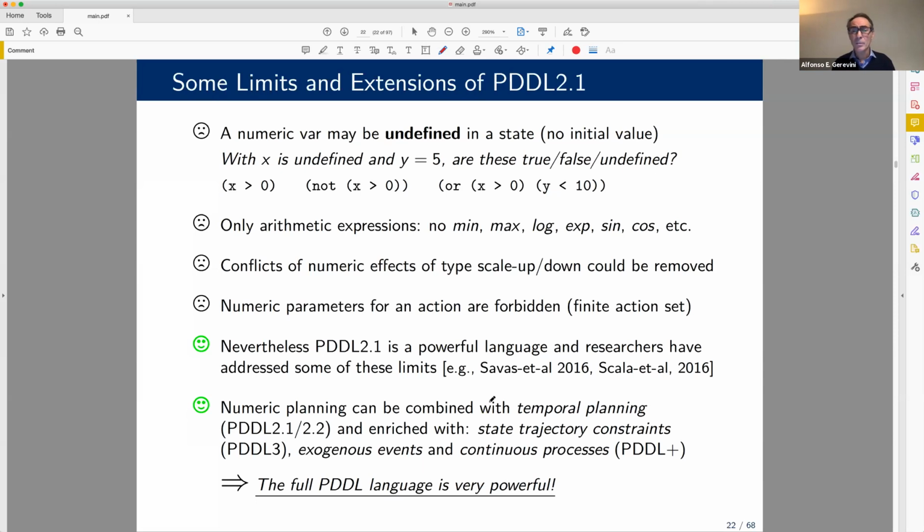But in addition to this limitation, there are also, as I mentioned before, several extensions that make the language very, very powerful, because we can combine numeric planning with temporal planning. We can add state trajectory constraints, exogenous events, continuous processes, and the resulting language is extremely powerful.